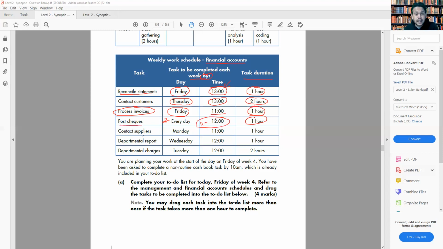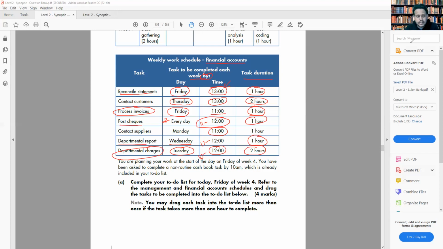Then contact supplier, that one I do on Monday for 1 hour, 10 to 11, I do contact supplier. Then departmental report. The departmental report I do Wednesday for 1 hour. So that means I start at 11, I finish at 12. Then departmental charges I do Tuesday and I finish by 12. So 2 hours, that means I do it 10 to 12, 2 hours. So this is my financial accounting work schedule.